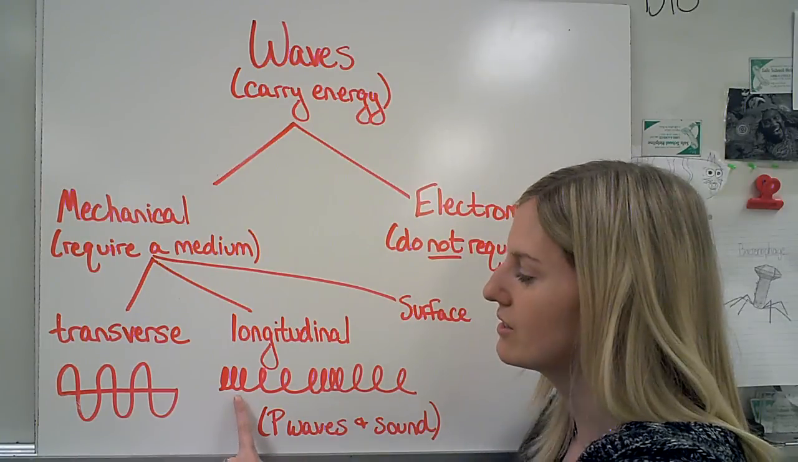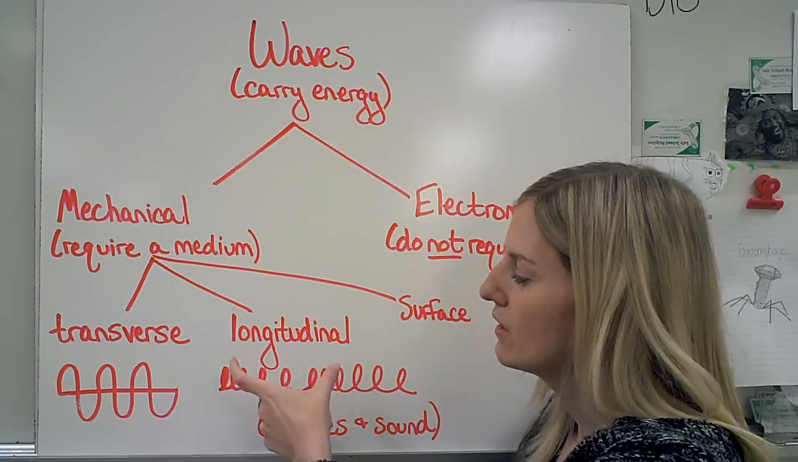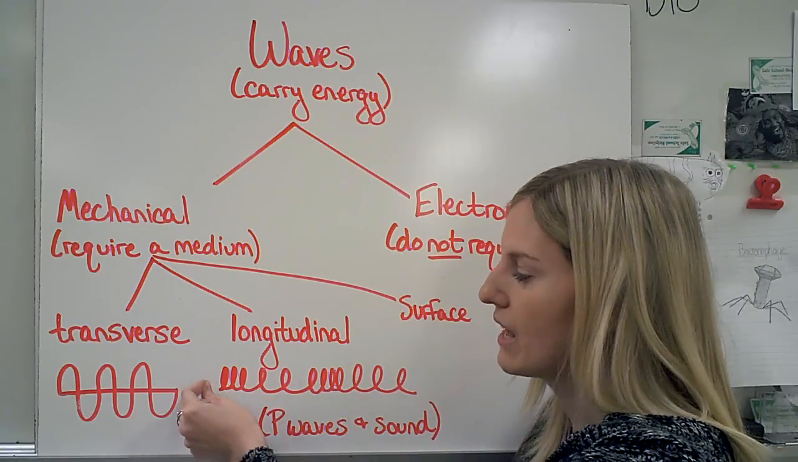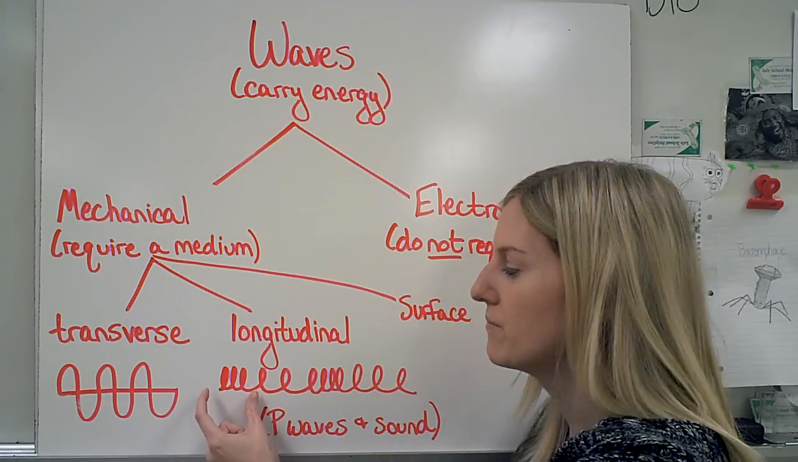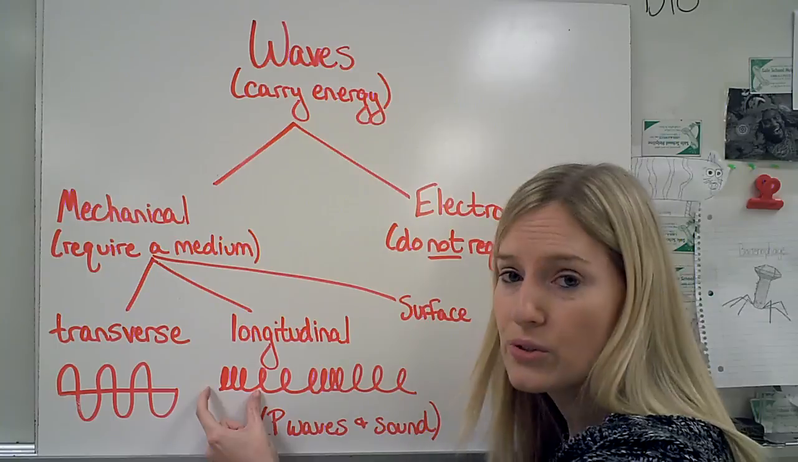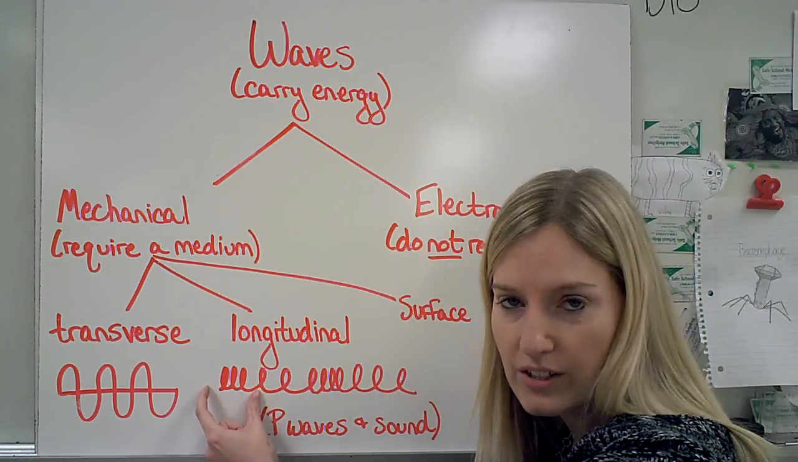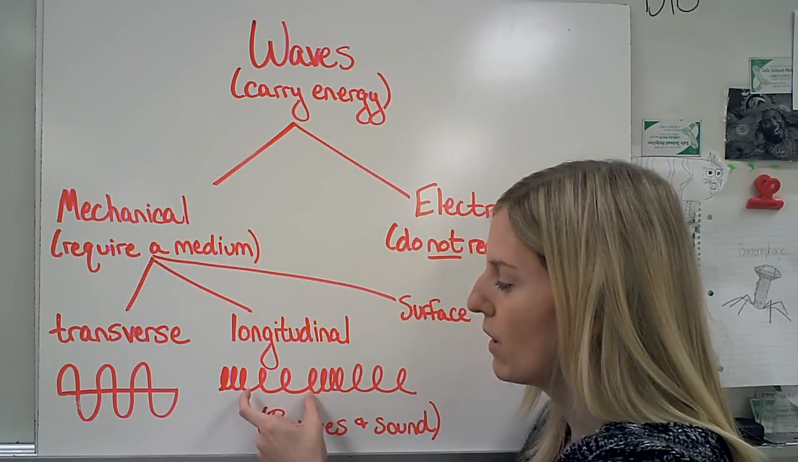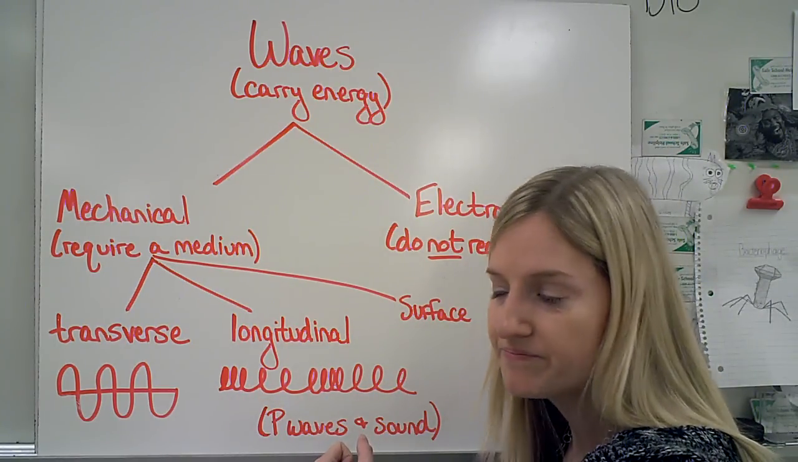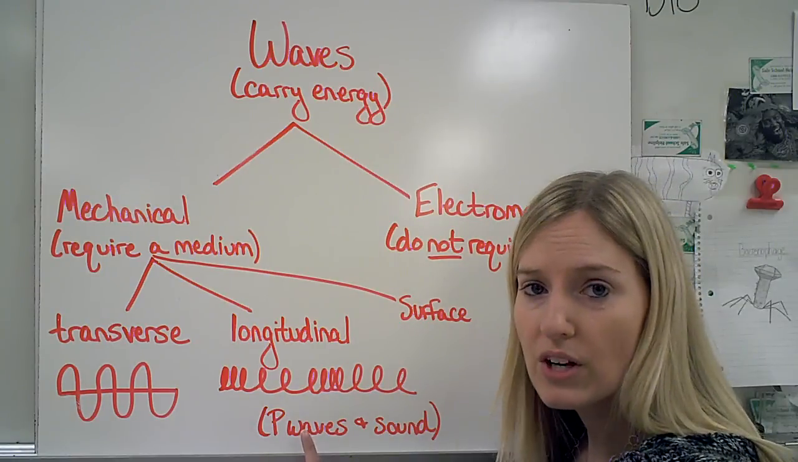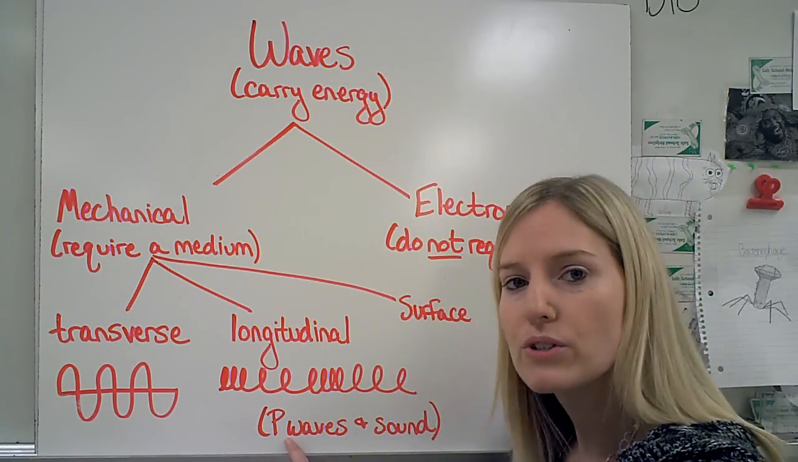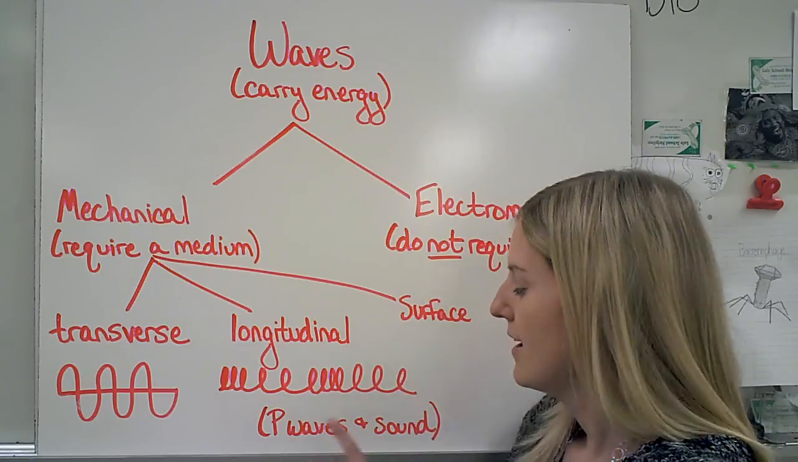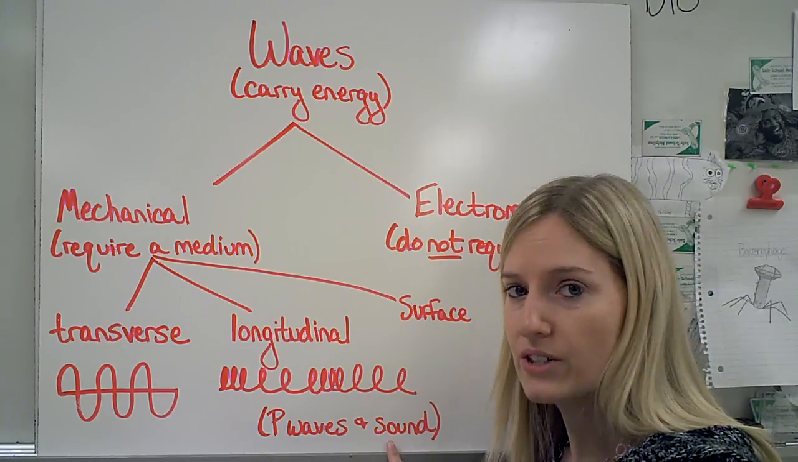So imagine that this is a slinky and I've taken some of those coils and pinched them together and then I let them go. When I let them go, I'm going to have areas where the coils are closer together. We call that a compression. And areas where they're farther apart. We call that a rarefaction. Specific types of longitudinal waves are P waves or primary waves that are produced by earthquakes, and sound, which we'll talk about later in the unit.